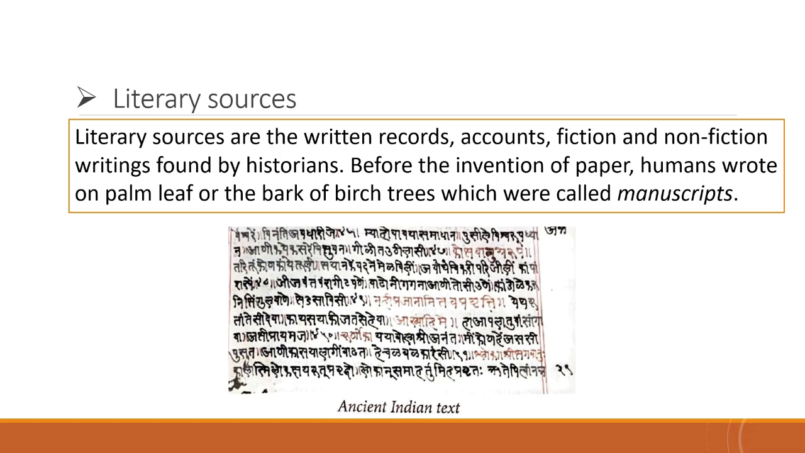Accounts by foreigners such as Huan Tsang, Fa Hien, and Megasthenes left very interesting descriptions of their experiences in India. These accounts tell us not only about the rulers but also about the lifestyle of the common people. Baburnama is the autobiography of Babur. Akbarnama is a biography of Akbar written by Abul Fazl.